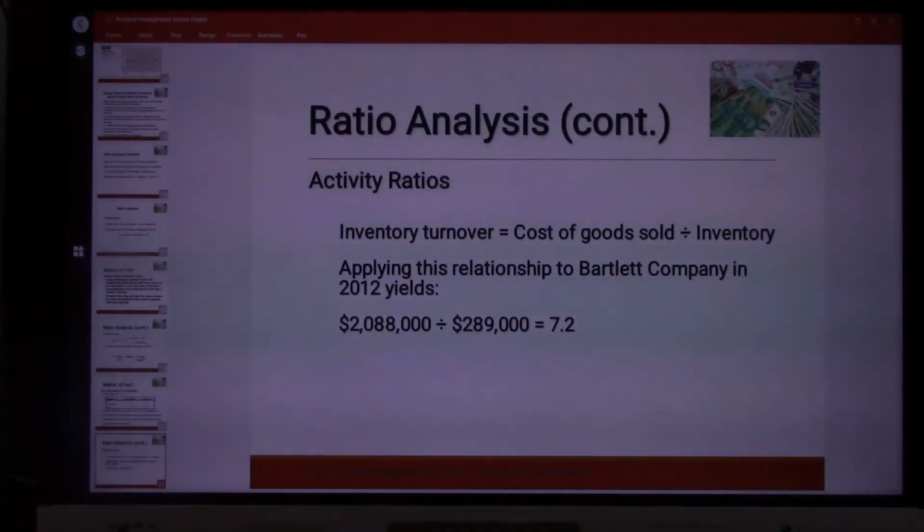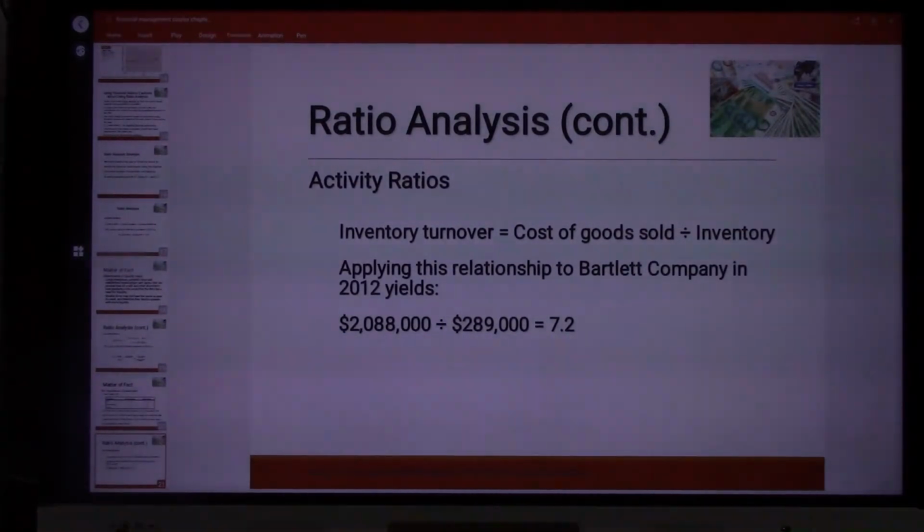Another shape of ratio is called activity ratio. The main purpose of this ratio is to assess the efficiency of using the firm's resources. Whether my firm is efficient in using its resources or not. How could we assess such efficiency? By using the following sub-ratios.